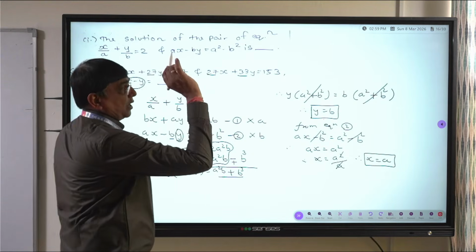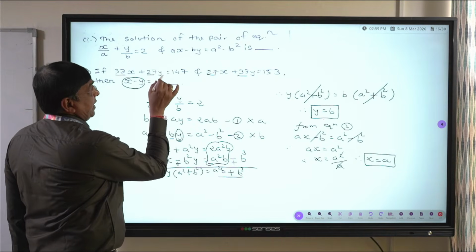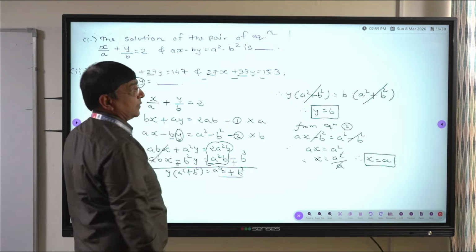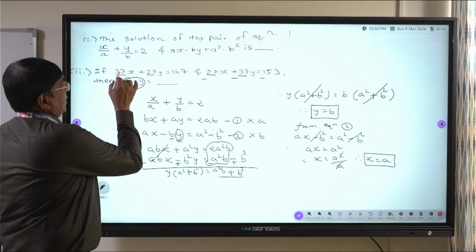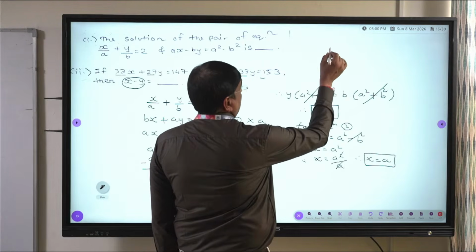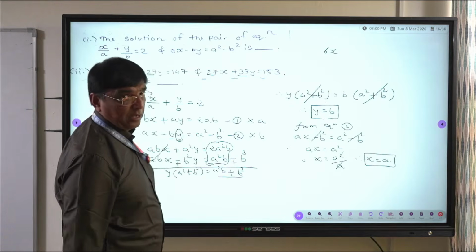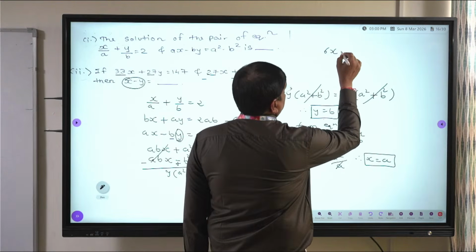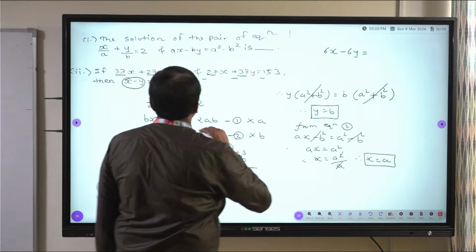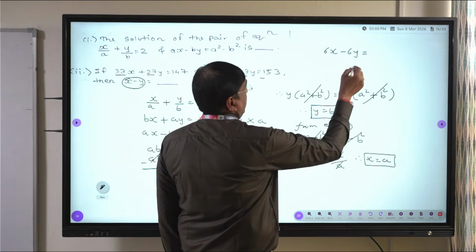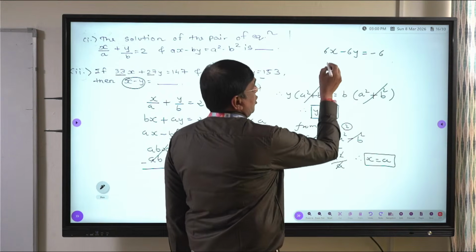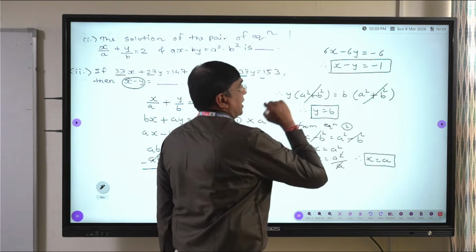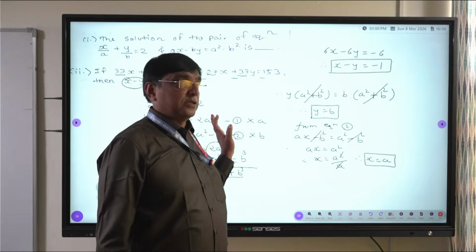Meaning, I am directly subtracting. 33x, 27y, 147: subtract, meaning change the sign of each one. So it gives minus. So 33x minus 27x, we get 6x. Similarly 27y minus 33y, it is minus 6y. And 147 minus 153, so we get minus 6. Common from all, so we get the answer x minus y equals minus 1, same as previous sums.